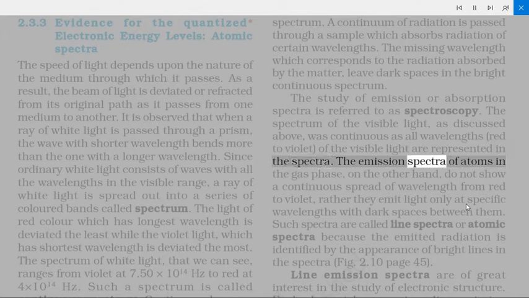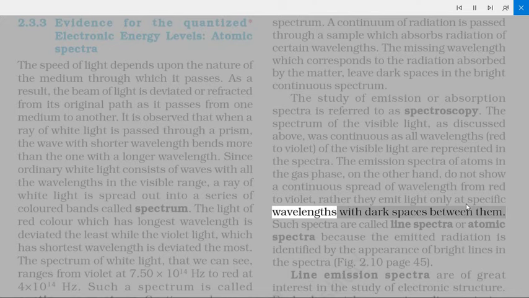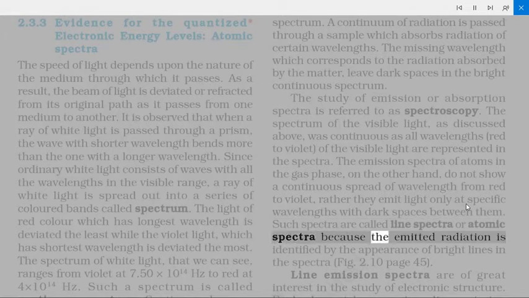The emission spectra of atoms in the gas phase, on the other hand, do not show a continuous spread of wavelength from red to violet, rather they emit light only at specific wavelengths with dark spaces between them. Such spectra are called line spectra or atomic spectra because the emitted radiation is identified by the appearance of bright lines in the spectra. Fig. 2.10, page 45. Line emission spectra are of great interest in the study of electronic structure.